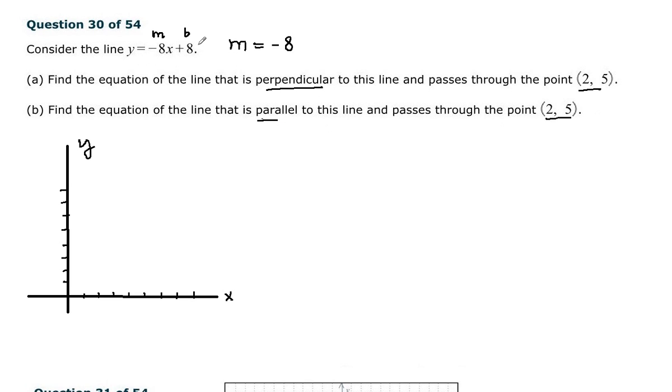So let's sketch this line here. That's got a y-intercept of 8. 1, 2, 3, 4, 5, 6, 7, 8. So y-intercept of 8. And then you fall 8 and run 1, because negative 8 is the same as negative 8 over 1. So fall 8, run 1. Right there is our second point. So the given line looks like this.